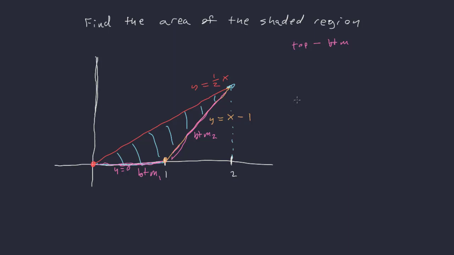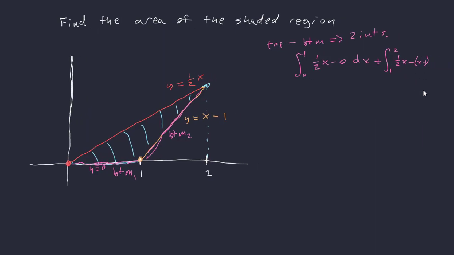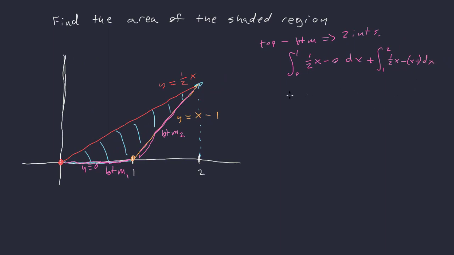So we would have to set up two integrals if we were doing it from bottom to top. So it would be the integral from 0 to 1 of the 1/2 x minus 0 in this case. Then it would be plus the integral from 1 to 2 of 1/2 x minus this x minus 1 business. Honestly, these integrals aren't that bad, but we would have to do 2 of them.